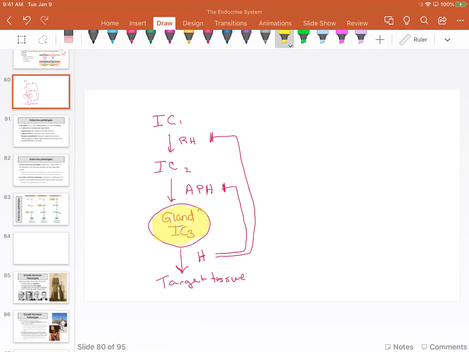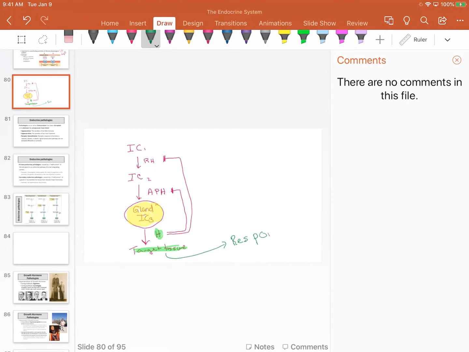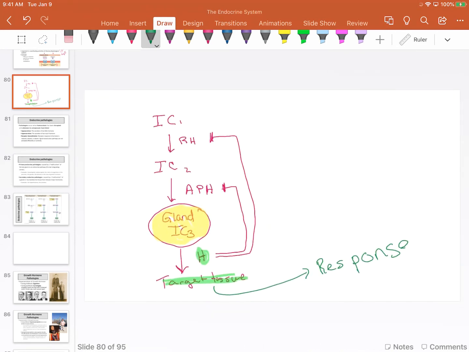It kind of bugs people because you're like, wait, that's integrating center 3, so how can number 3 be the primary gland? But it's called the primary gland because it's the one that actually gets the response. This hormone here is the one that actually generates the response from the target tissue. You can think of the target tissue as our effector tissue, and so the gland that releases the hormone that affects the effector tissue is primary. Okay.